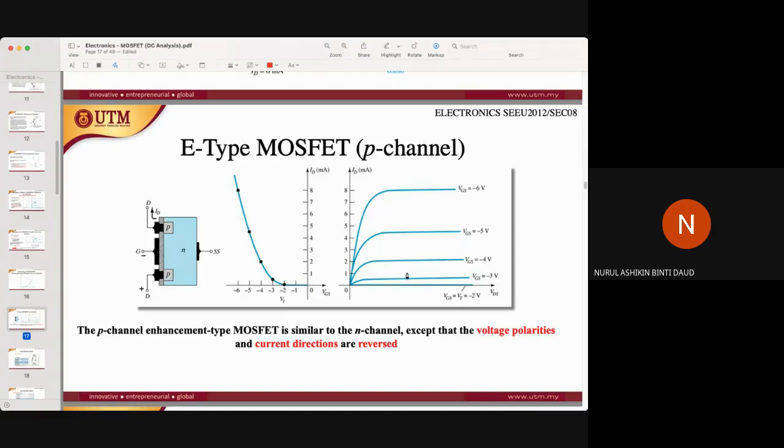So when you change the VGS value, this is the saturation mode, this is the ohmic mode, okay? Please note, even though the voltage value of gate and source is negative, the value of currents is always positive, okay? Usually the value of currents is positive. Kalau negative means that the direction of the currents is the other way around, okay? So the P channel enhancement type MOSFET is similar to N channel except the voltage polarities and the current directions are reversed, okay?